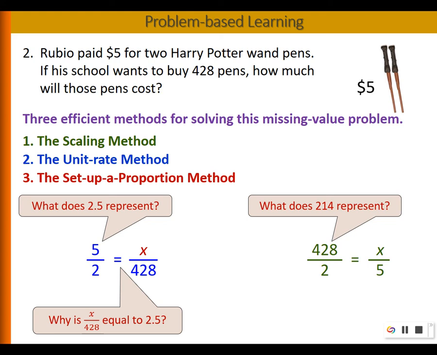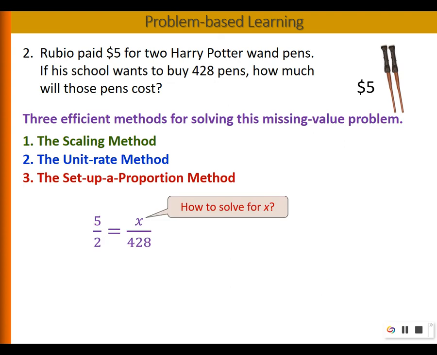Alternatively, we can set up a slightly different proportion. This time, we take 428 divided by 2, pens over pens, equals dollars over dollars, right? So again, we have to ask what does each ratio represent and why should the 2 ratios be equal? For the second proportion, this is related to the scaling method. The 214 really means 428 has 214 groups of 2. So likewise, x needs to be 214 groups of 5. So in this sense, the division is the how-many-groups type of division.